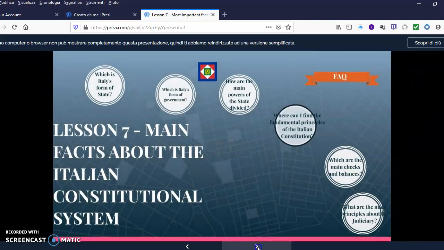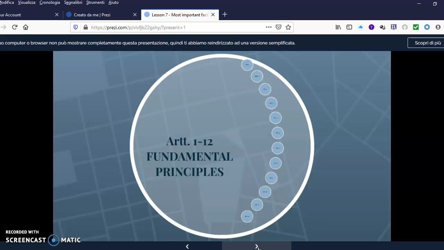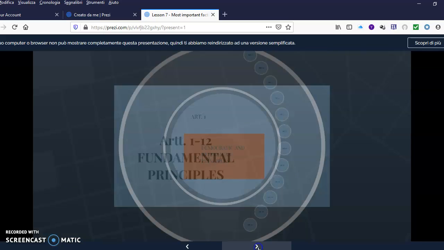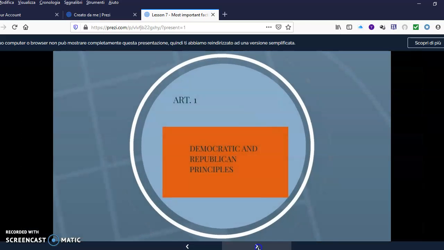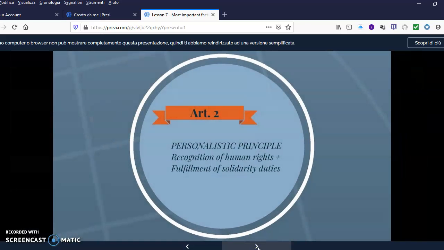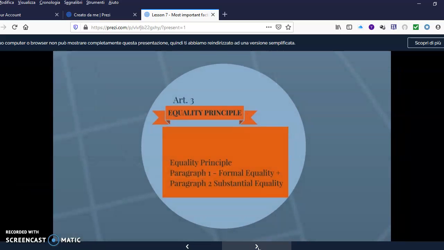Okay, where can I find the main constitutional principles? The first 12 articles, we already know. Article 1, democratic and republican principle. Article 2, personalistic principle, everybody has rights. The republic recognizes human rights. People do already have them. And also, the republic wants everybody to fulfill his solidarity duties, so to act in order to do that.